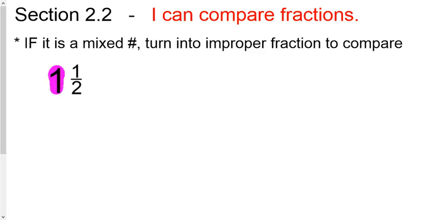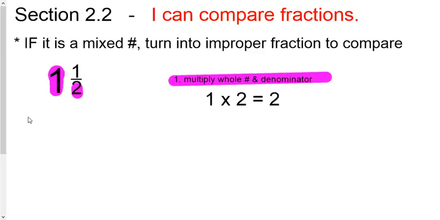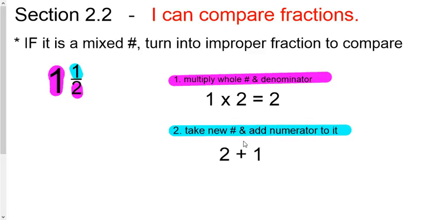You always take the whole number and you multiply it by the denominator. So let's go through here and put this into notes so you can understand it. As you can see, 1 times 2 equals 2. The next thing that you do, you take this 2 that you got from your first step, and we bring it down here to this step, and we're going to add the numerator to it. That's the top number of this mixed number. So 2 plus 1 equals 3.